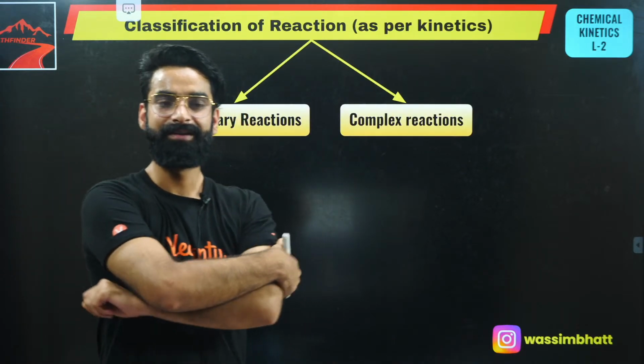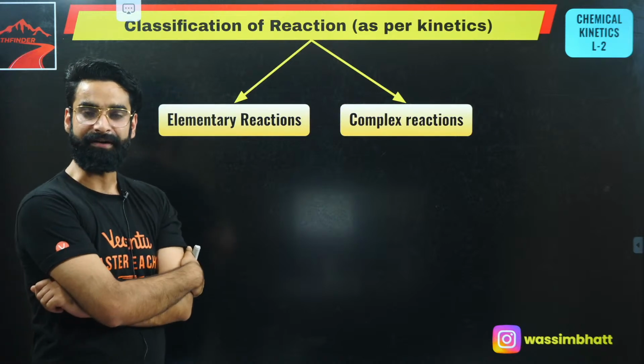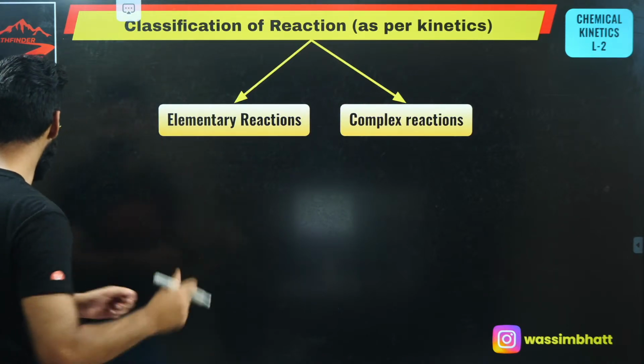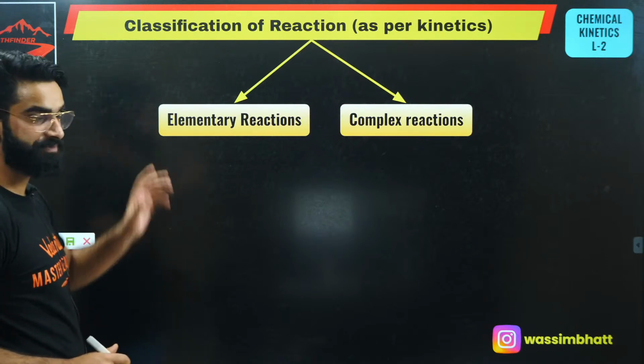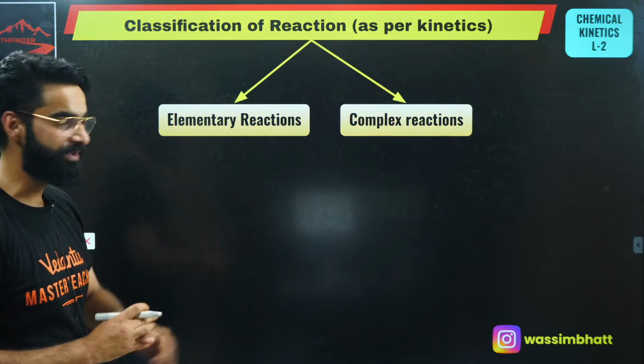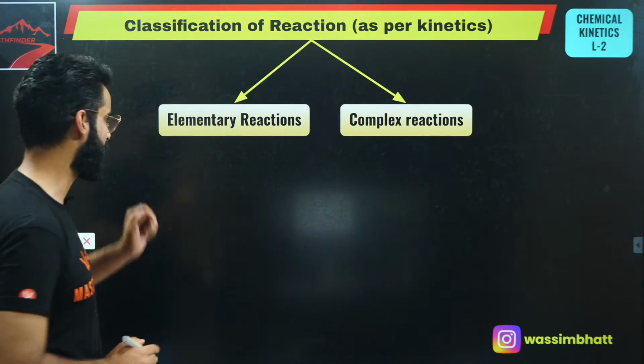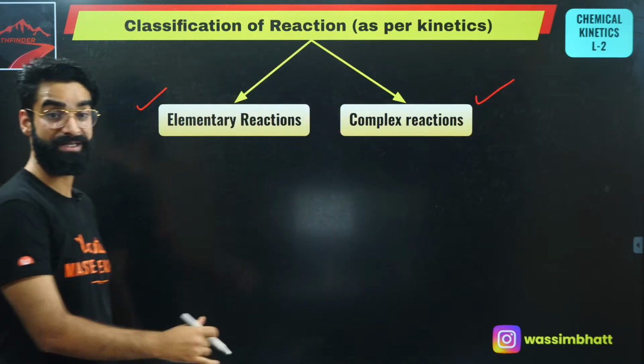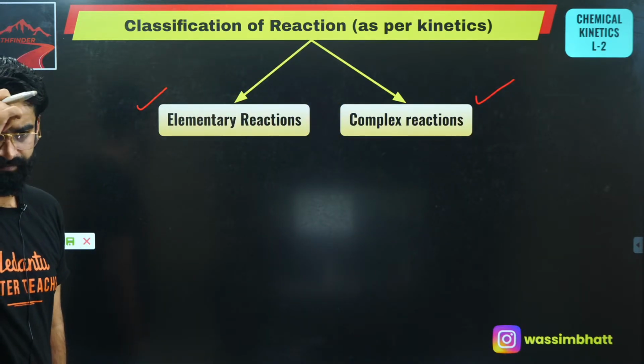Now people, in chemical kinetics, we basically classify reactions into two types. Now from here, the actual stuff starts. As far as chemical kinetics is concerned, we classify reactions into two types. One is called elementary reaction, one is called complex reaction. The point is, what is elementary and what is complex?